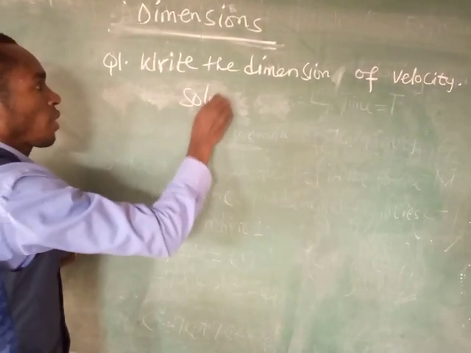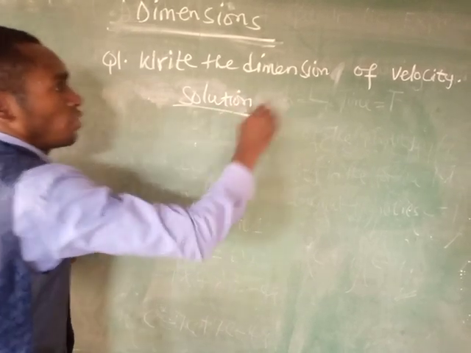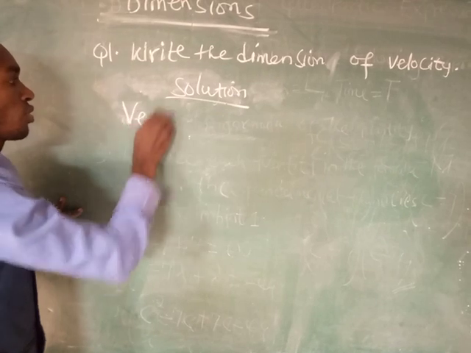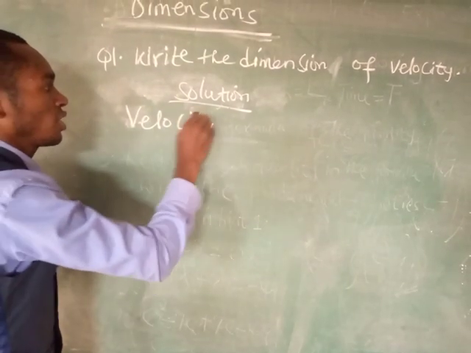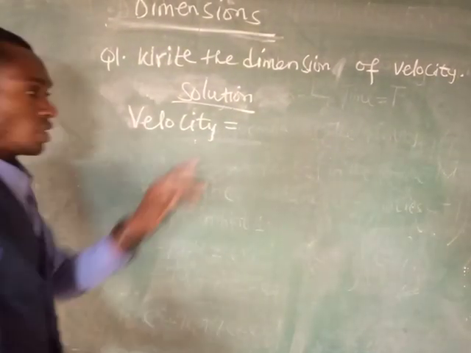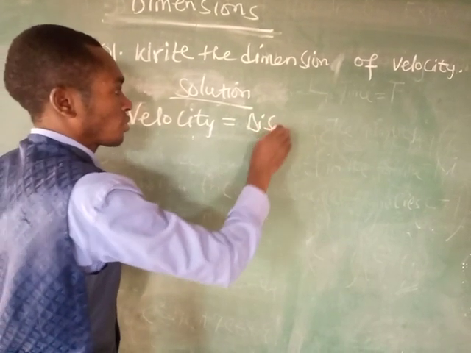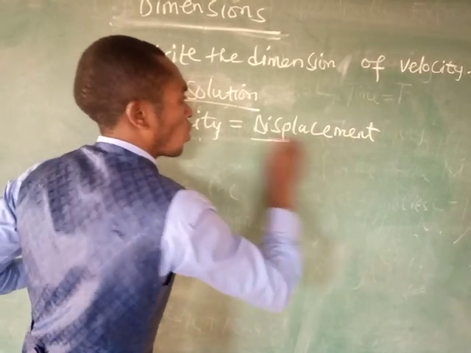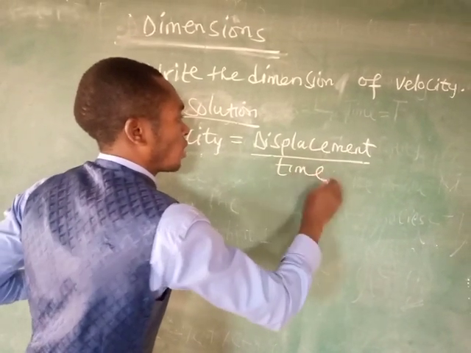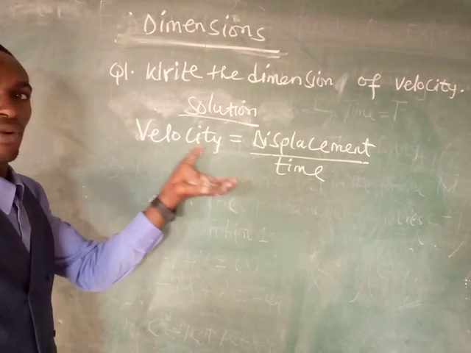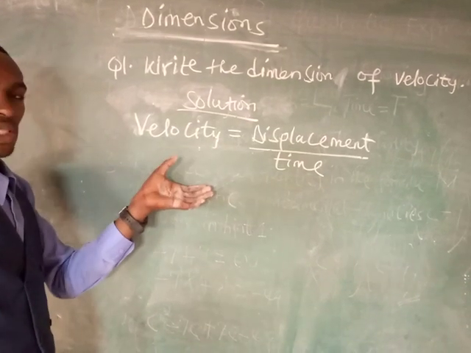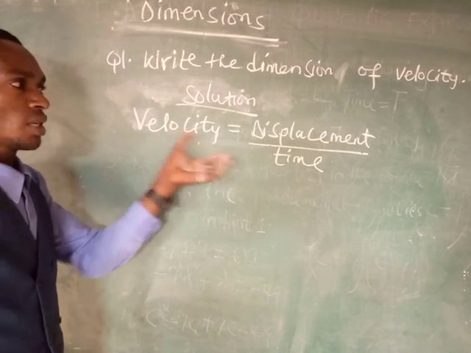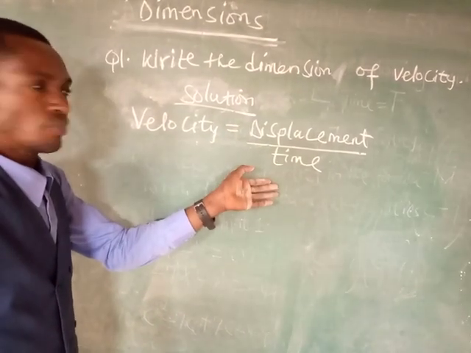We'll have velocity. Velocity is given as displacement over time. Now, this is the formula for velocity, which is a derived unit. This is the derived quantity rather. This is the formula for velocity: displacement over time.